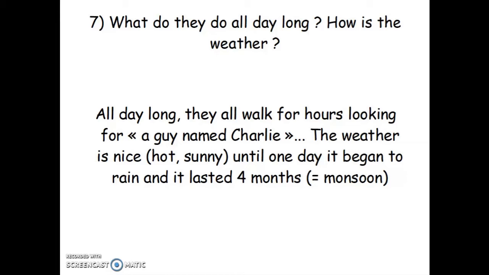And how is the weather? Well, the weather is nice, okay? At the beginning it's really hot, it's really sunny. You can see the soldiers, they're wearing t-shirts. And one day it began to rain and it lasted for 4 months. And this is what we call the period of the monsoon. The monsoon is a time, especially in the southern hemisphere, where the rain just goes on every day for 4 months. And after the monsoon, it helps make the vegetation grow, and so the people can harvest afterwards. So this is what we can say about question 7.